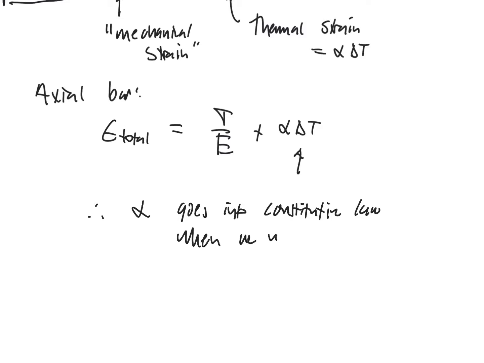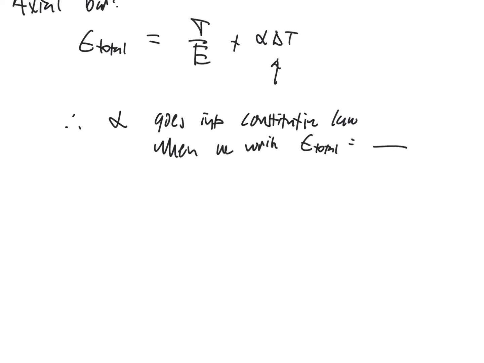So when we write epsilon total is equal to whatever, we have the mechanical strain, that is the strains caused by the stress or stresses, and then we just plop on the alpha delta T term that we have. Now it's also important to note when we do our thermal effects that there is no such thing for our isotropic materials as a thermally induced shear strain. So there is no gamma thermal for an isotropic material.